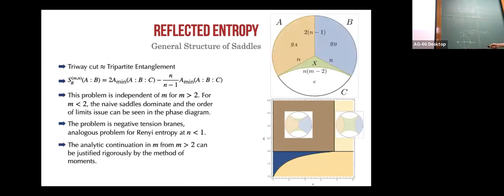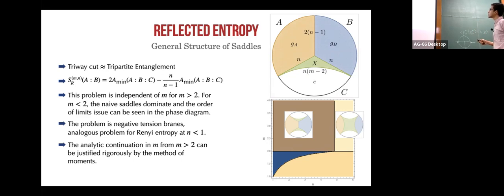Okay, so the general structure of the saddles is as follows. We have some domain of identity, which sits at the RT surface. This surface that I've drawn is the RT surface for C, or equivalently AB. And then you jump into a domain of X, and as expected in the naive saddle, there are domains of GA and GB which are anchored to A and B respectively. But now they meet at a tri-way point, a point where these 3 intersect.